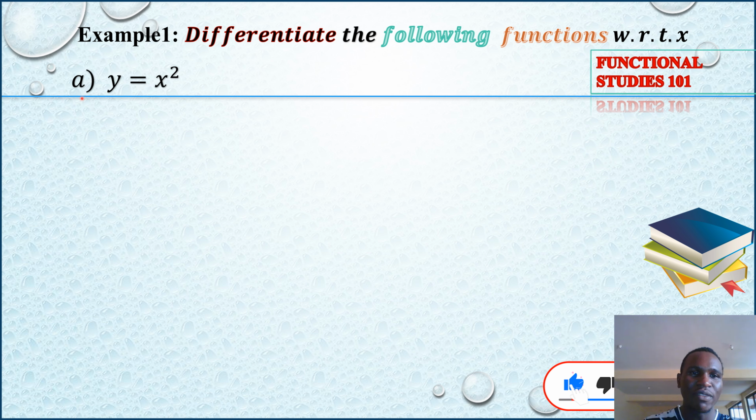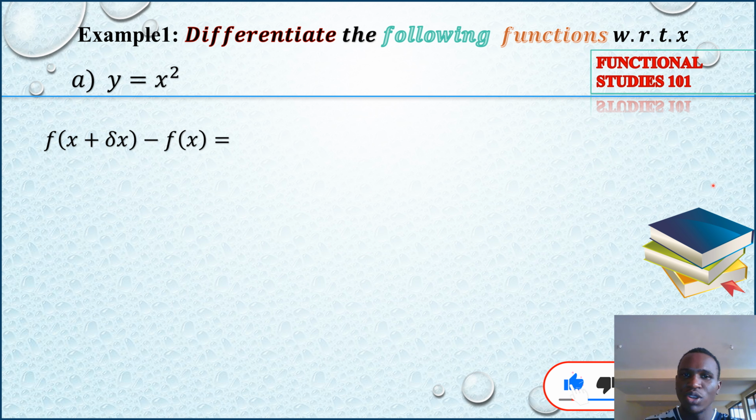The first step, we evaluate the difference, f of x plus delta x minus f of x. That's what we said. Now, this function y equals x squared is the same as f of x equals x squared. So f of x plus delta x simply means I come to my function here and replace x by x plus delta x. That's the meaning.